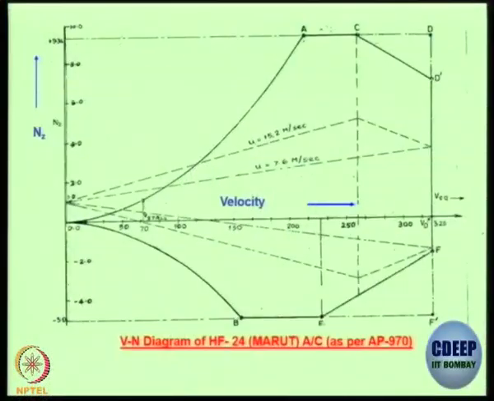So, this is the VN diagram of an aircraft called HF-24 Marut, which was one of the first transonic fighter aircraft designed in the country.